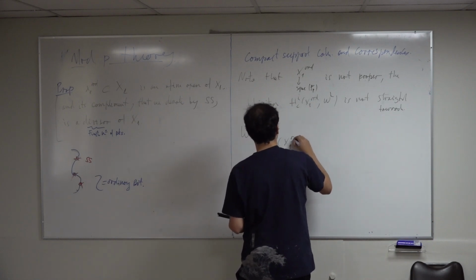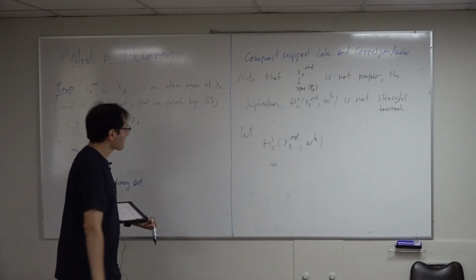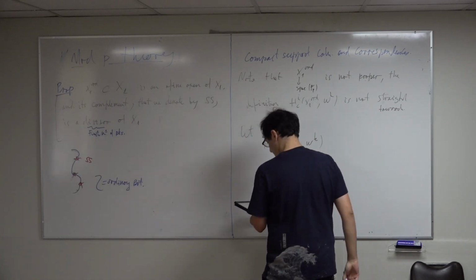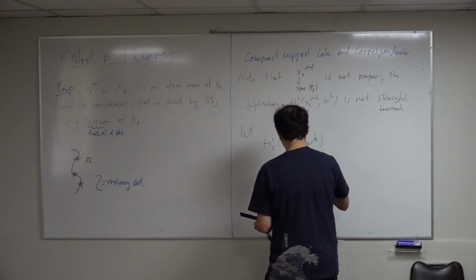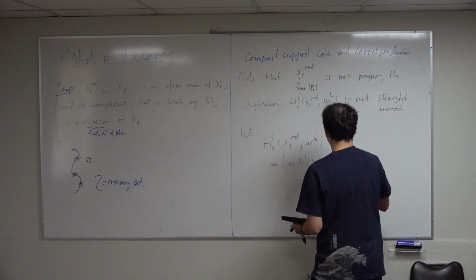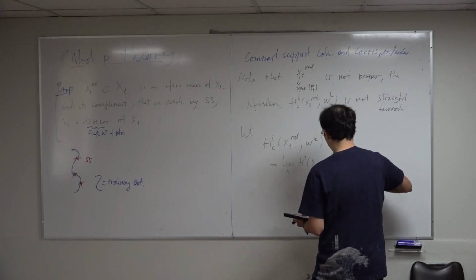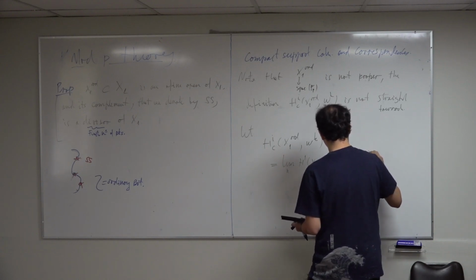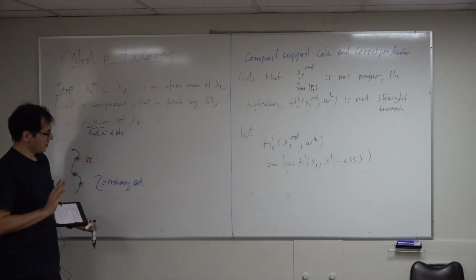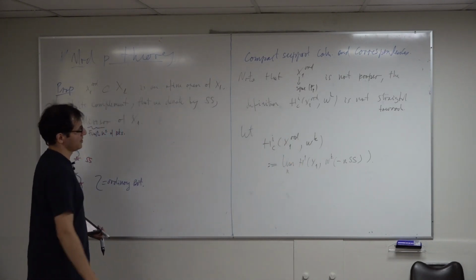Let X_1^ord, W_k to be... Okay, let me just write the definition. The limit of H^1 of X_1, W_k minus the divisor n times. So this is the definition. I will explain some things. The definition of this cohomology group with compact support is this limit.